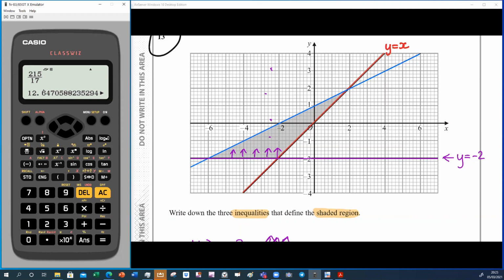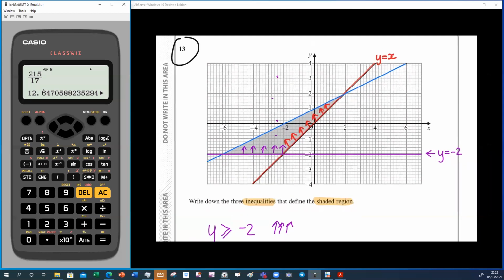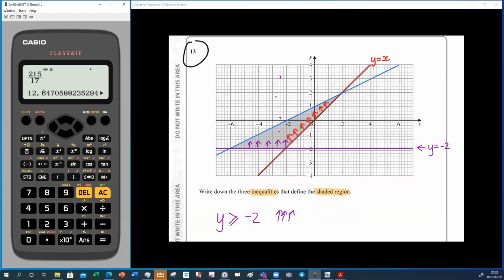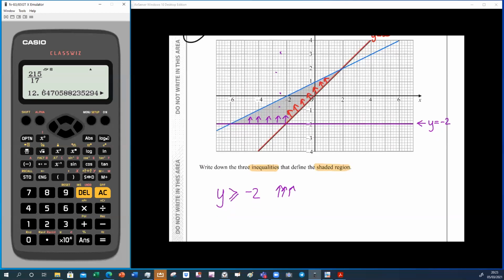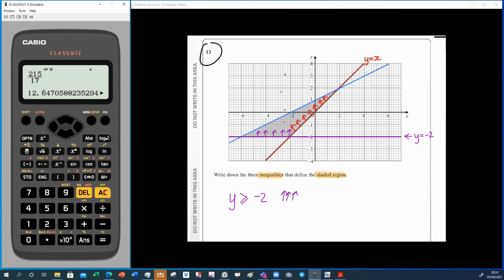Now, if I want to describe the gray area, can you tell me, am I above the red line or am I below the red line? Look at the arrows, Abdullah. So are we above or below the red line? Abdullah, you're cutting out. I can't hear you. Did you not hear me? No, we can't hear you. You're cutting in and out.